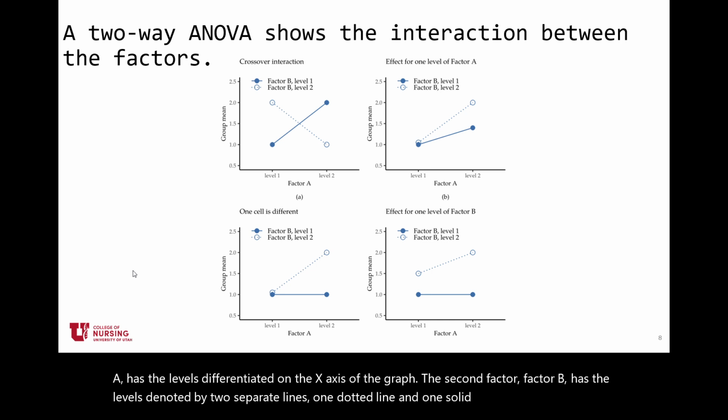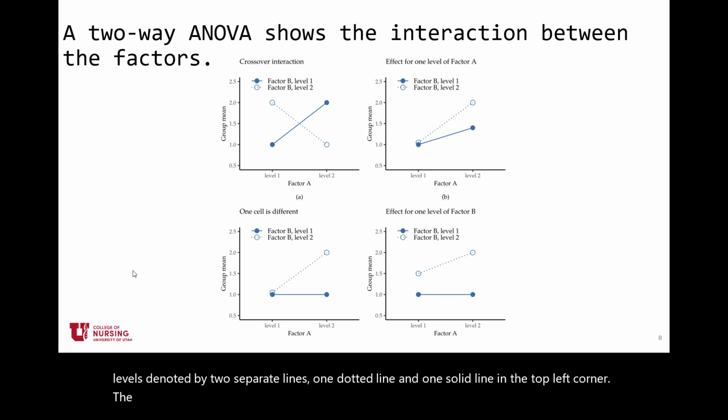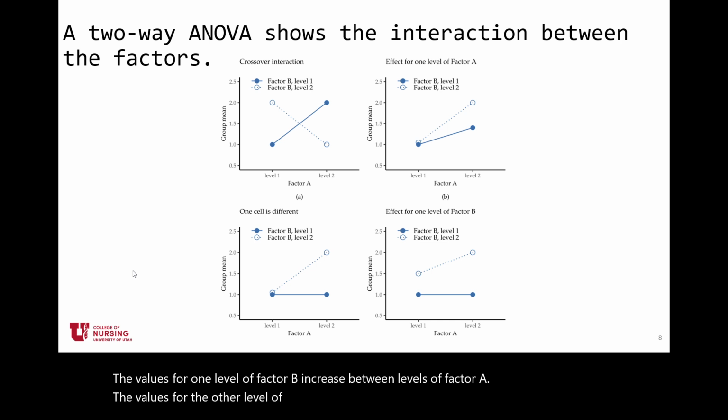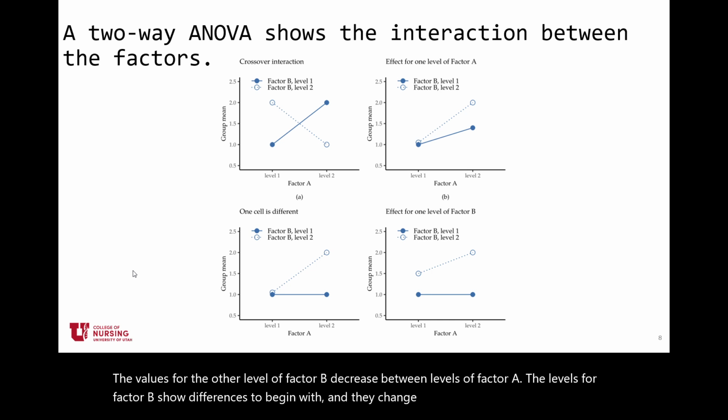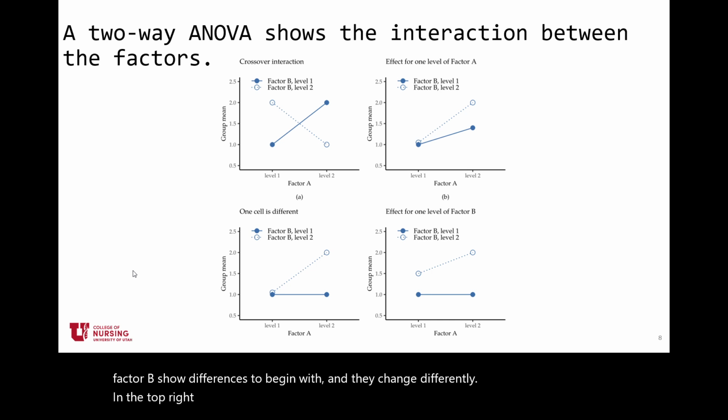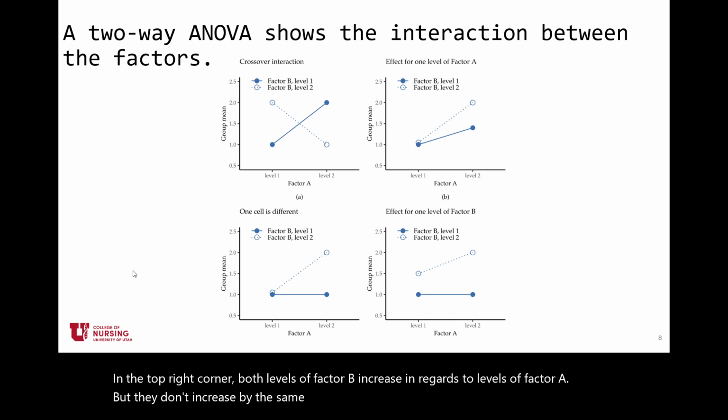In the top left corner, the values for one level of factor B increase between levels of factor A, while the values for the other level of factor B decrease between levels of factor A. The levels for factor B show differences to begin with, and they change differently. In the top right corner, both levels of factor B increase in regards to levels of factor A, but they don't increase by the same amount. The lines are not parallel.